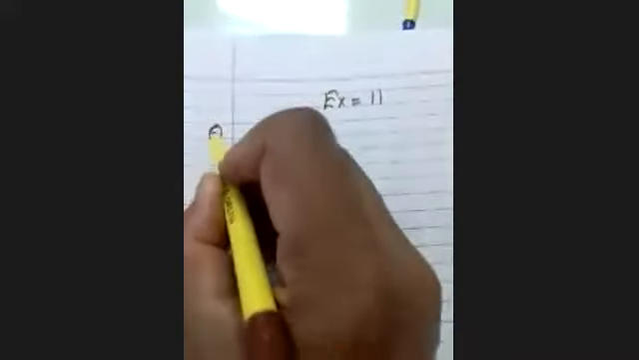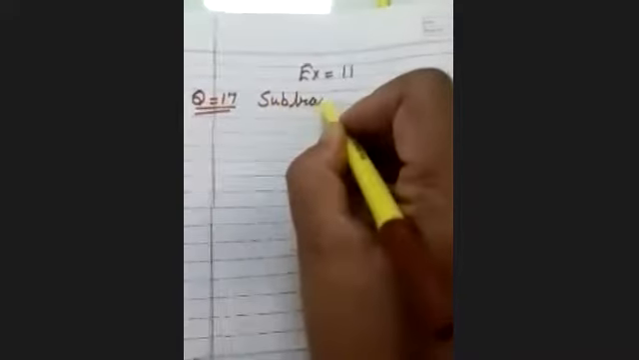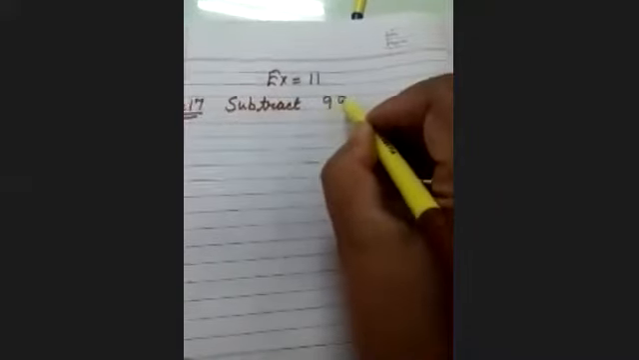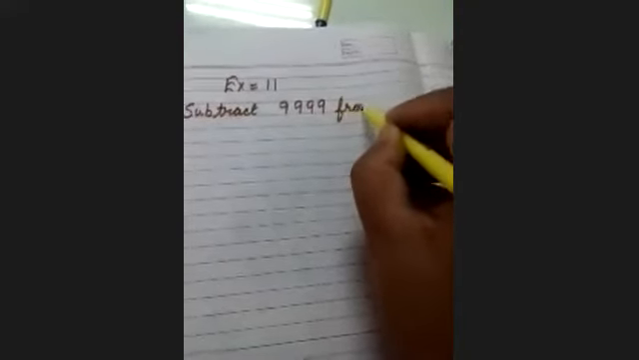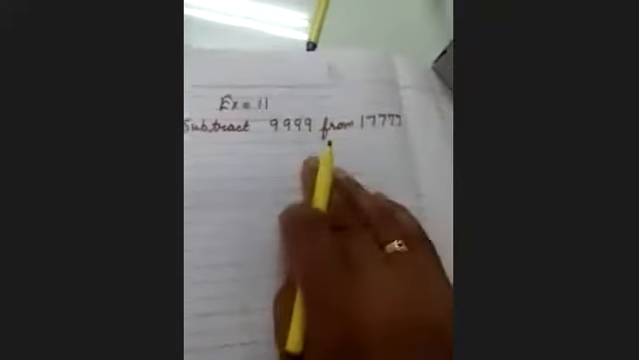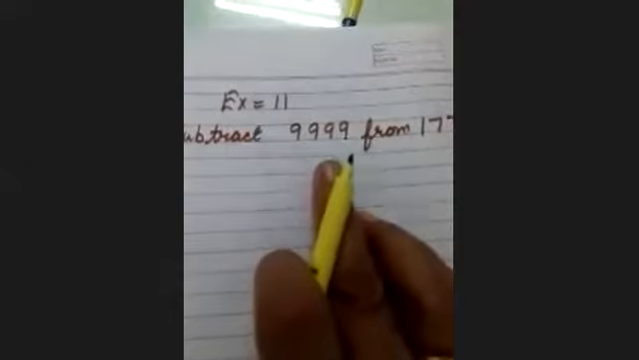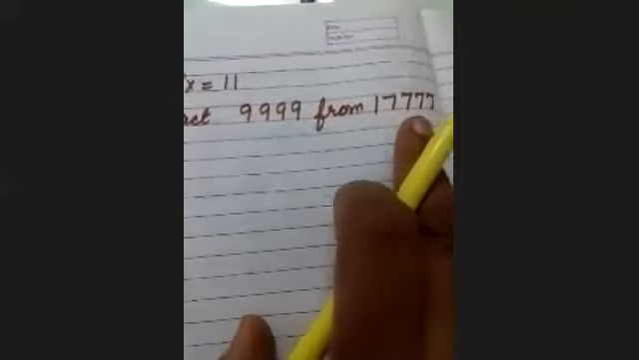Question number 17. Your 17th question is, subtract 9,999 from 17,777. Your statement is, subtract 9,999 from 17,777. Now we are subtracting.